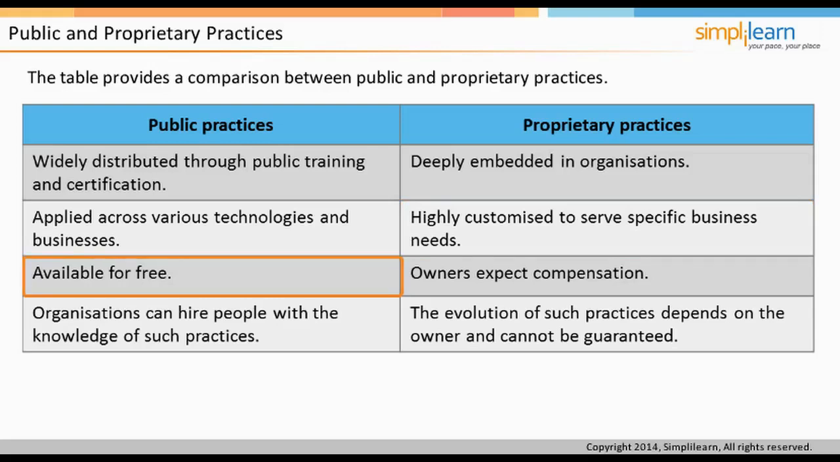Public practices are available for free, and it is easier for organizations to hire people with the knowledge of such practices, whereas proprietary practice is owned by someone who will charge for it. The evolution of proprietary practices depends on the owner and cannot be guaranteed. For example, you are in the midst of an online training for a technical course, and you find out that the course is not up to date. The organization that developed the course is out of business, so you will be stuck paying for the course and receiving outdated knowledge.